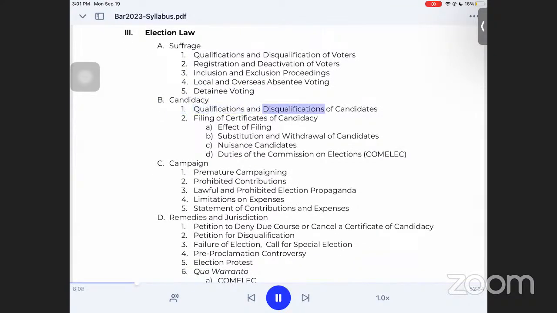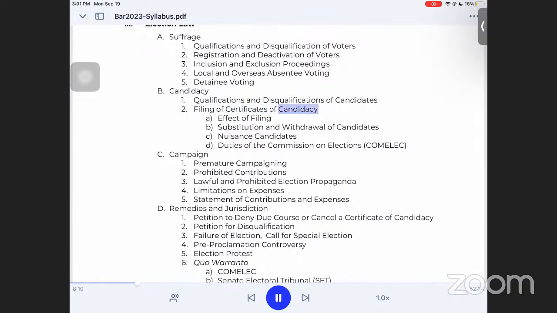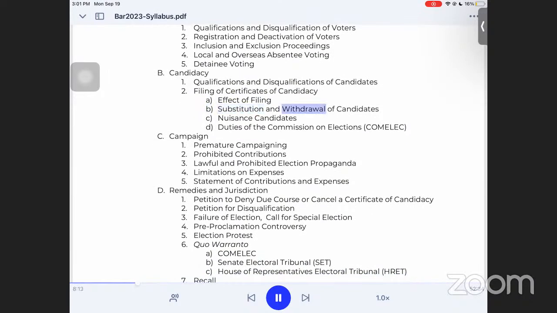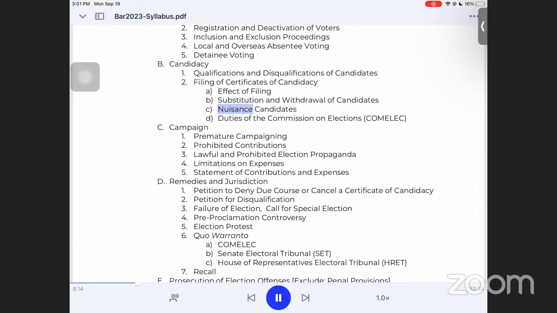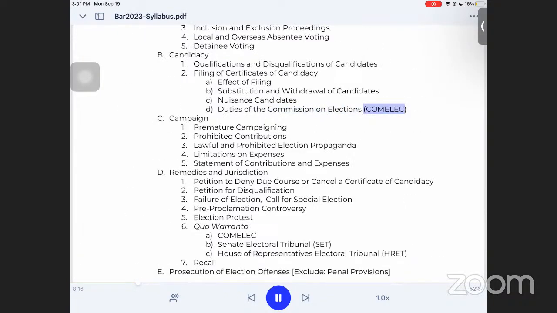1. Qualifications and disqualifications of candidates. 2. Filing of certificates of candidacy. A. Effect of filing. B. Substitution and withdrawal of candidates. C. Nuisance candidates. D. Duties of the Commission on Elections, COMELEC.